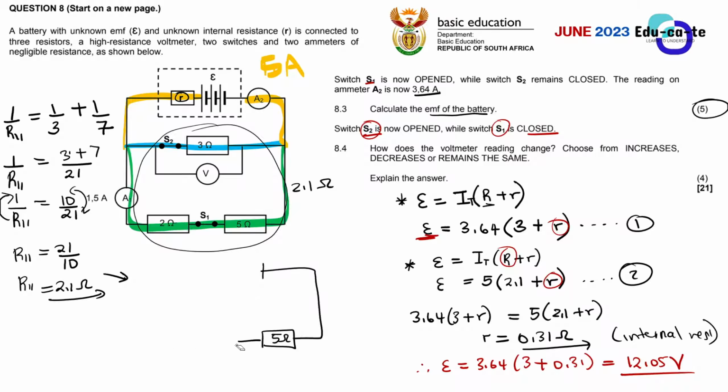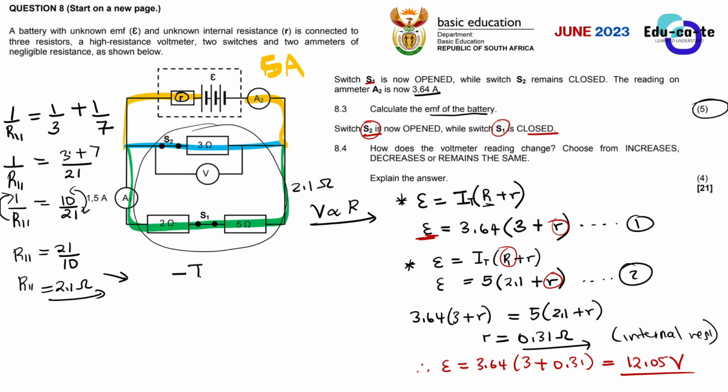So what happens to the reading on the voltmeter? Remember, the voltmeter is measuring the voltage, right? So what will happen to the voltage when the resistance is being increased? The voltage and resistance are directly proportional to one another. So you can say that here the voltmeter reading will increase. That's the answer. Then you back it up with reasoning. So the voltage increases, the voltmeter reading will increase.